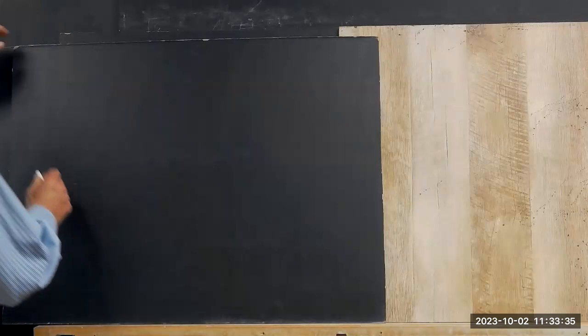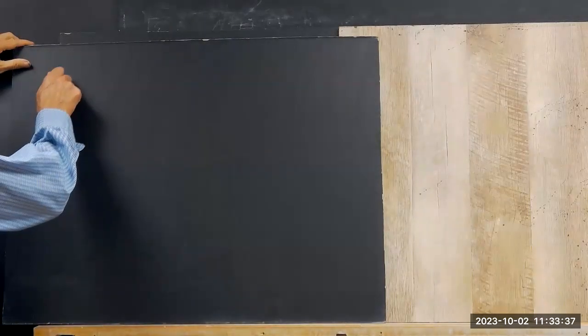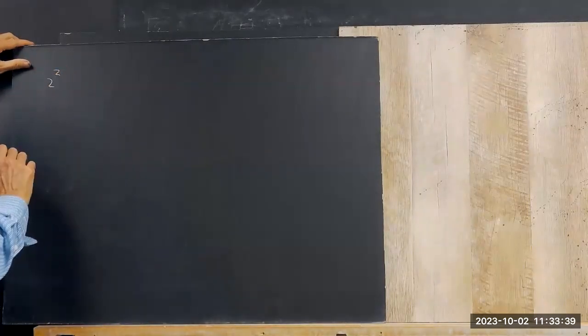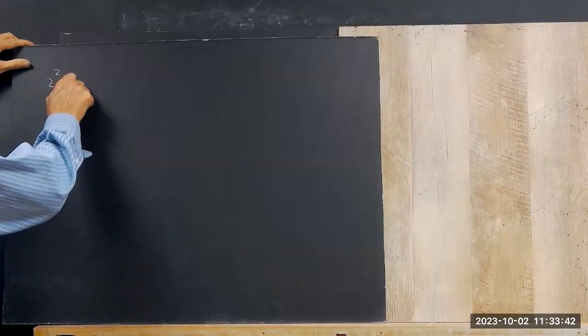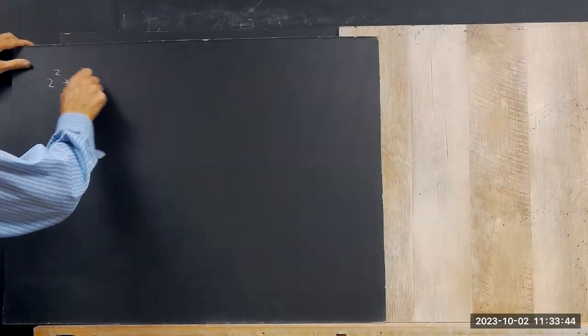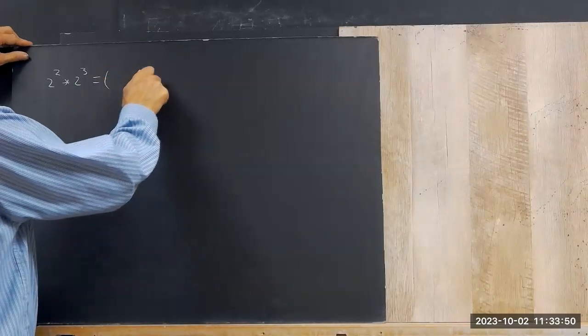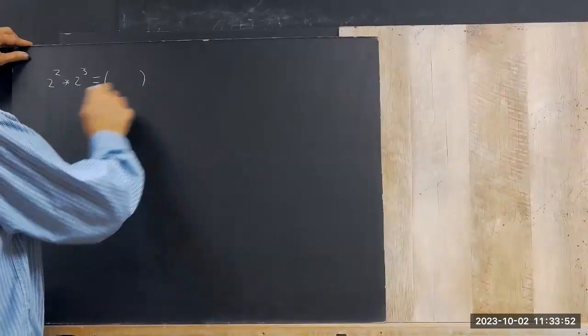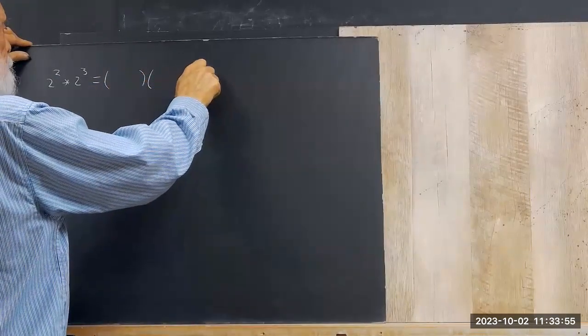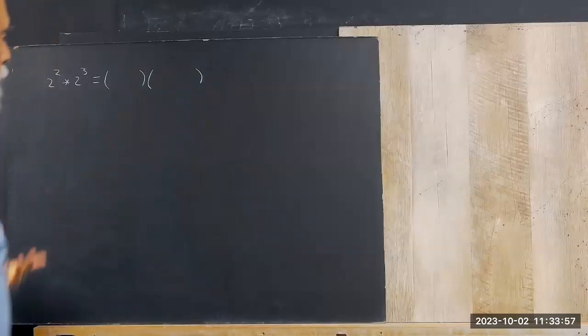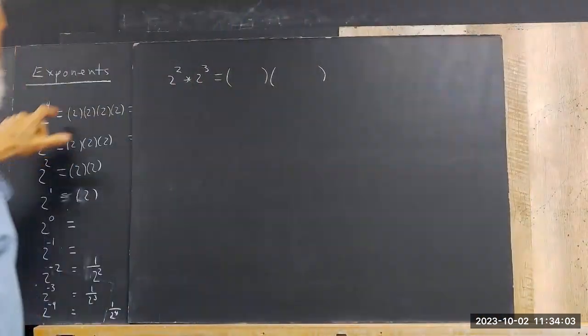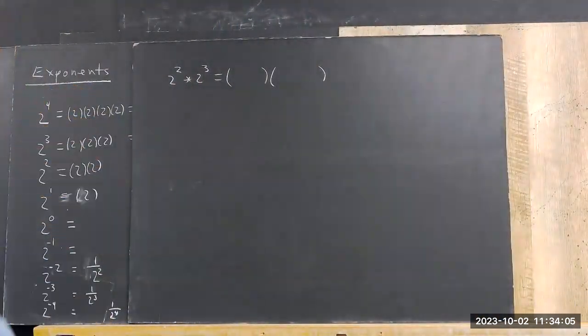Now, let's see. What does it mean to write 2 squared times 2 cubed? Well, in parentheses, write what you'd write for 2 squared, and in parentheses, write what you'd write for 2 cubed. Don't calculate it, write out what it means the same way we wrote out what 2 to the 4th means, what 2 to the 3rd means, and all that stuff.